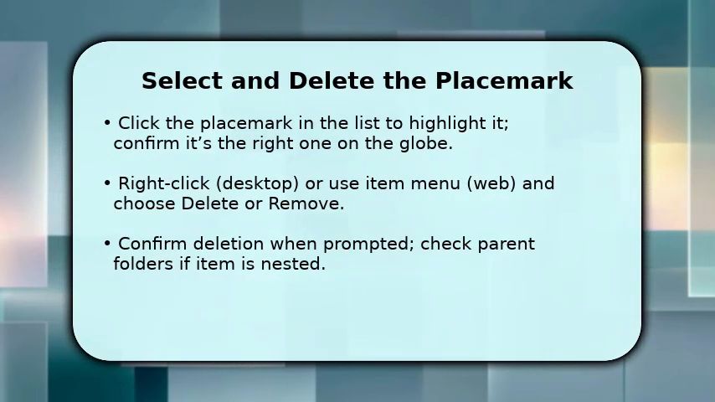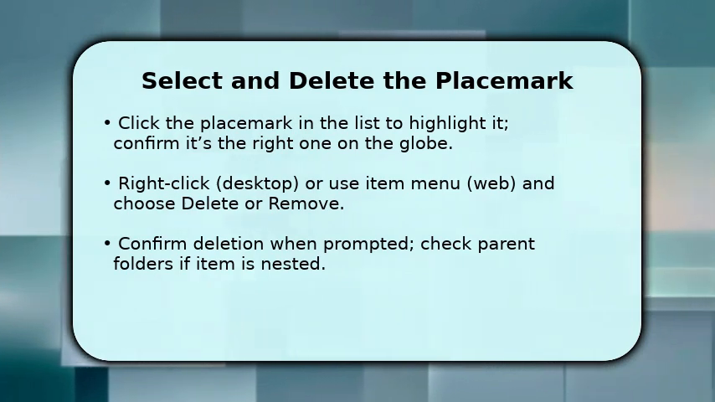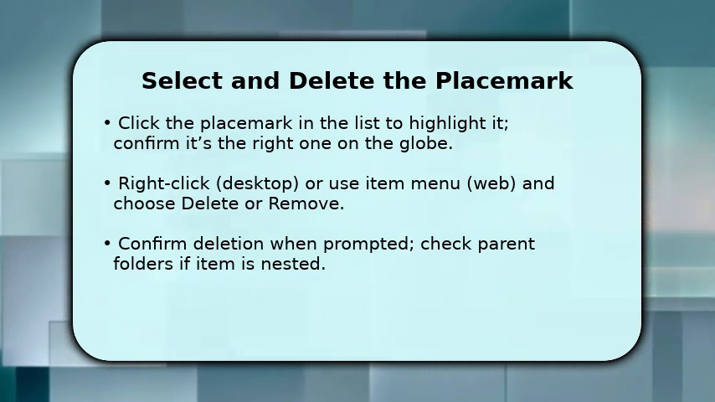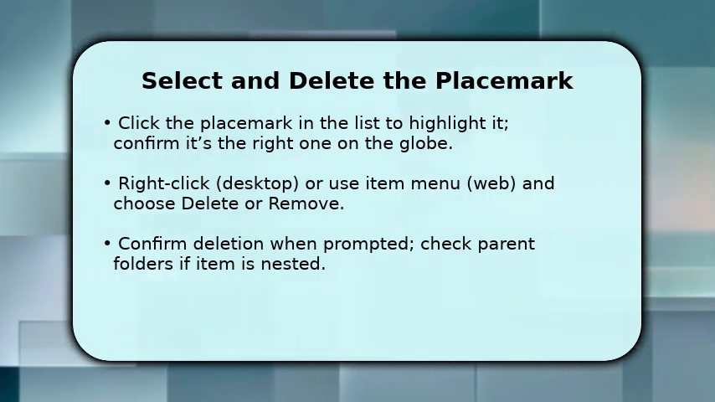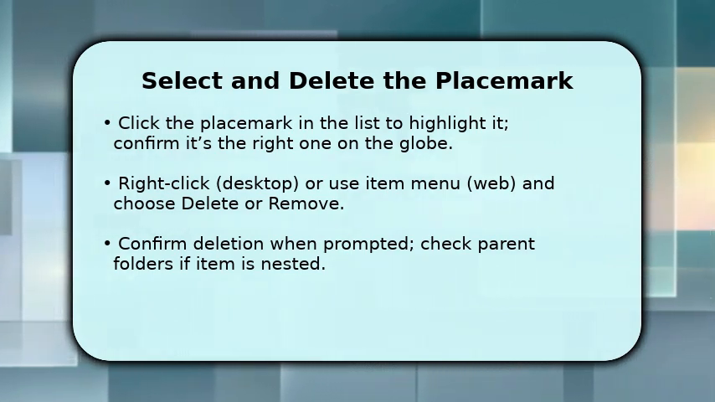Now you'll remove the selected placemark. You've highlighted it in the Places list and verified its position on the globe. On desktop, right-click the placemark and choose Delete. On web, open the item menu, 3 dots, and pick Remove. Confirm the deletion when the prompt appears.